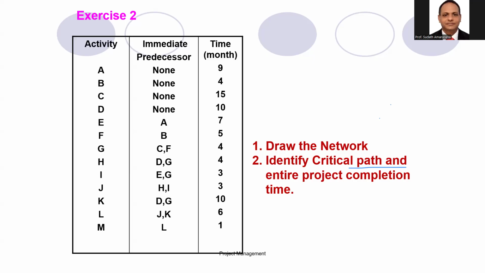Okay, now I would like to explain the second example. Let's go to the whiteboard. A none, B none, C none, D none. There are so many tasks. We can start from the activities, start from event number 1.